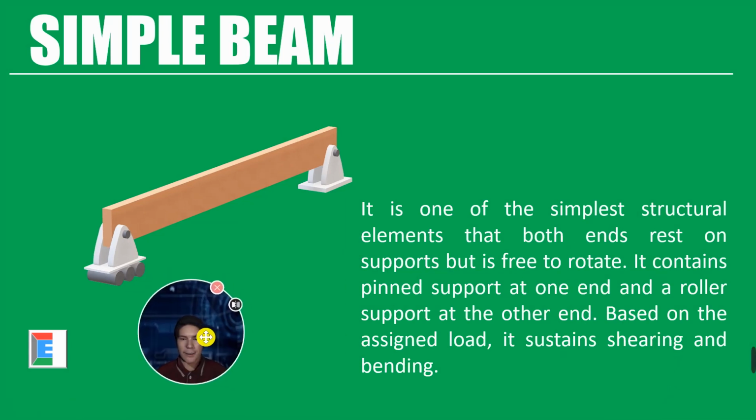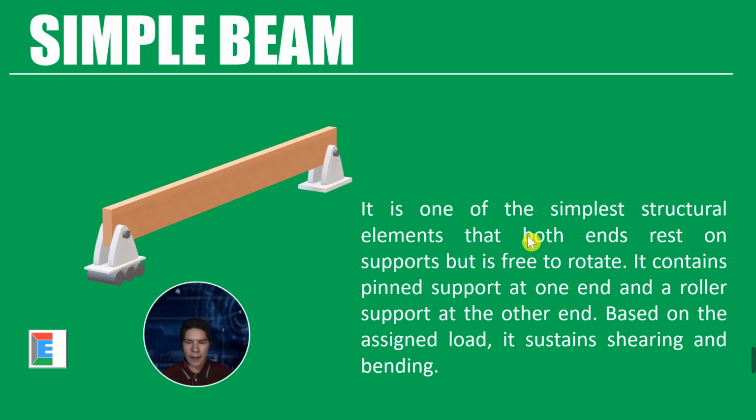Simple beam is one of the simplest structural elements, where both ends rest on support, but it is free to rotate. It contains pin support at one end and a roller support at the other end. So based on the assigned load, it sustains shearing and bending.